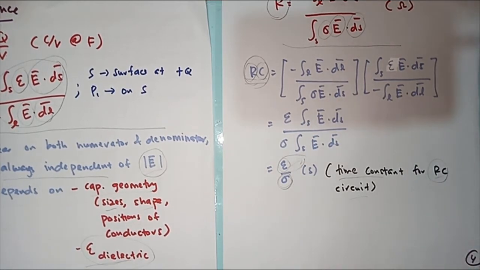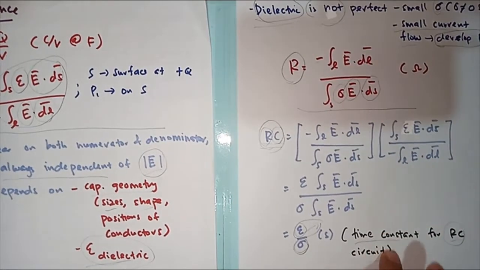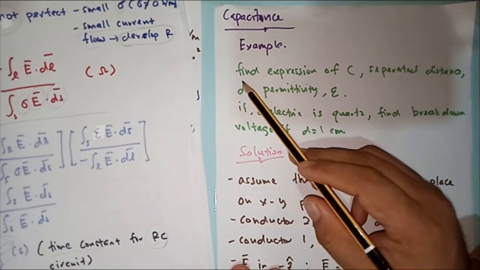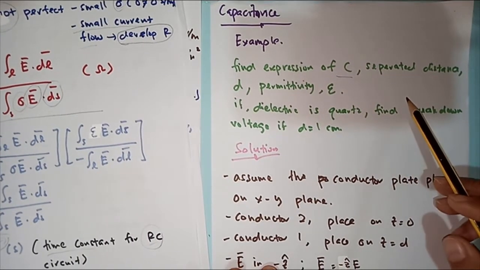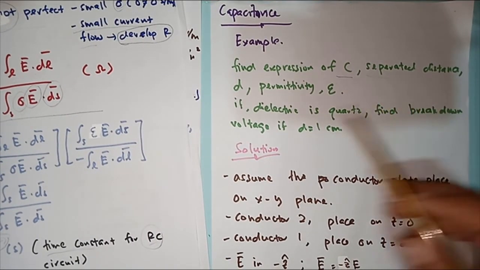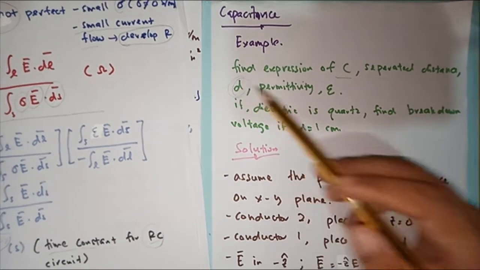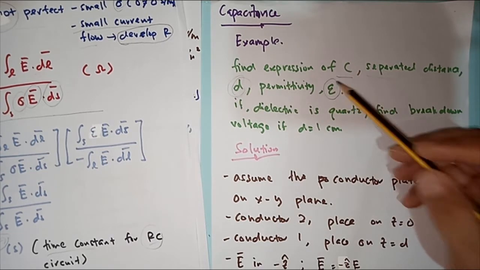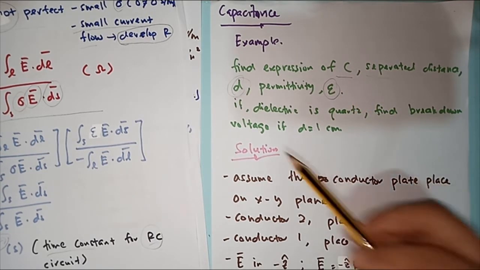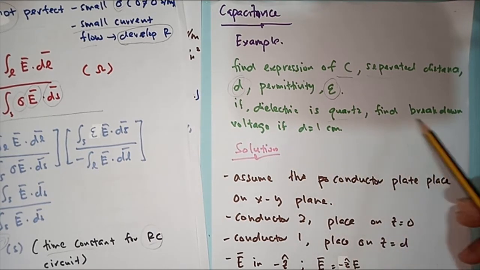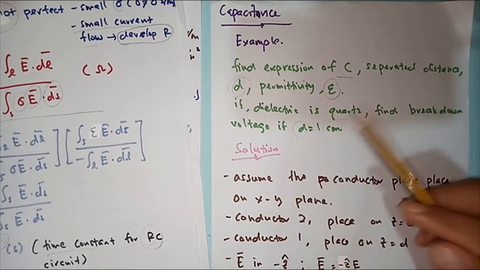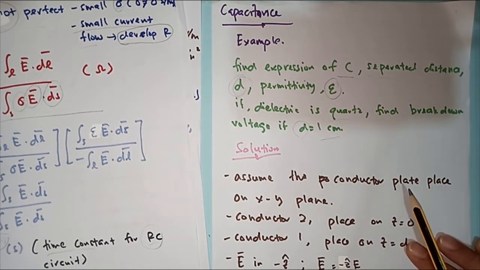Alright, in order to understand this topic better, let's look at one example. In this example, we need to find the expression of C, which is the capacitance, with separation distance D. This is the value of the thickness of the dielectric, and the permittivity of the dielectric is equal to epsilon. And if the dielectric is quartz, find the breakdown voltage if D, the separation distance or thickness of the dielectric, is equal to 1 centimeter.